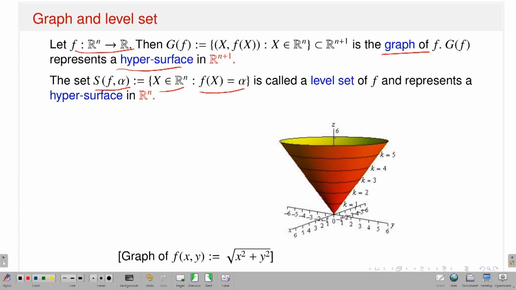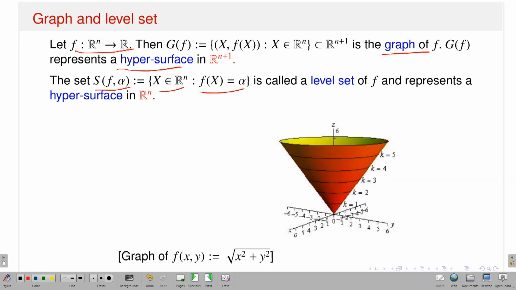So, once I have a function, I can define a set for a given f and a given alpha. I am defining a set S_f(alpha), which is a collection of all those vectors in R^n such that f of x is equal to alpha. I am saying that it is a level set of f, and it represents a hypersurface in R^n, or sometimes I will say that this is a level surface. Given a function f and alpha, S_f(alpha) is the level surface. So, I have taken one picture.